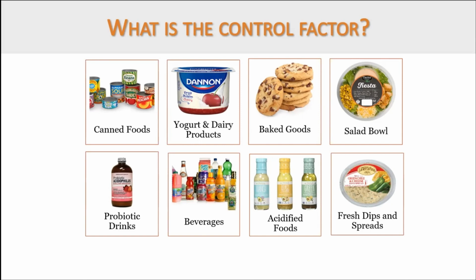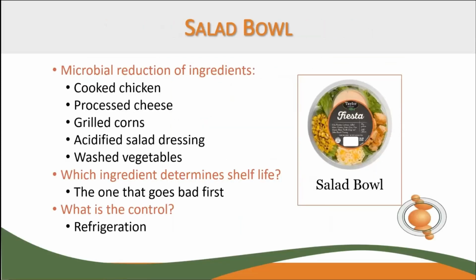For baked goods, the initial baking process will reduce the microbial load, right? And then baked goods usually have very low water activity, keeping them dry to prevent mold from growing. And then of course, acidified foods use pH to control growth. Same thing with probiotic drinks. Probiotic drinks usually have low pH, and they might also have live cultures that keep the pH low.